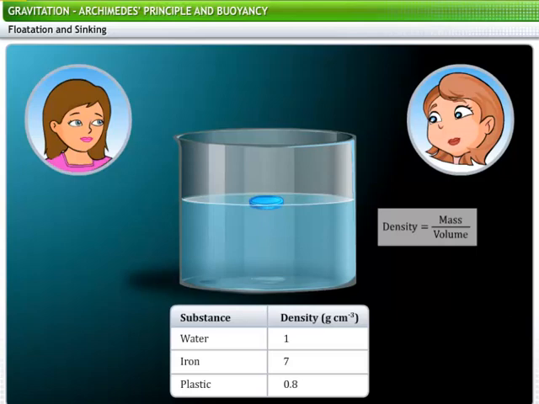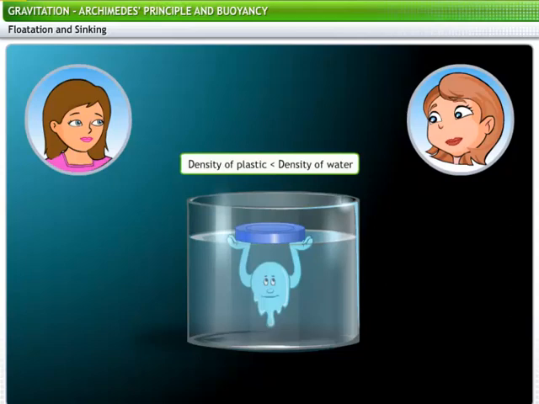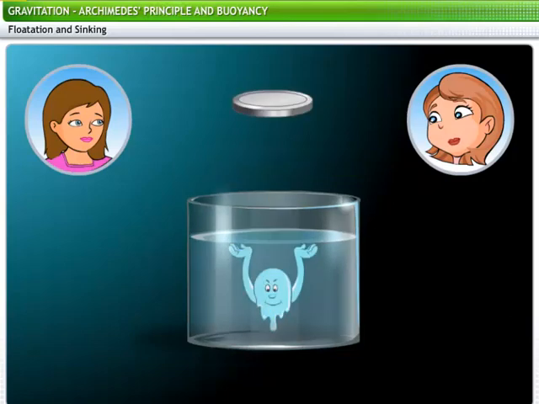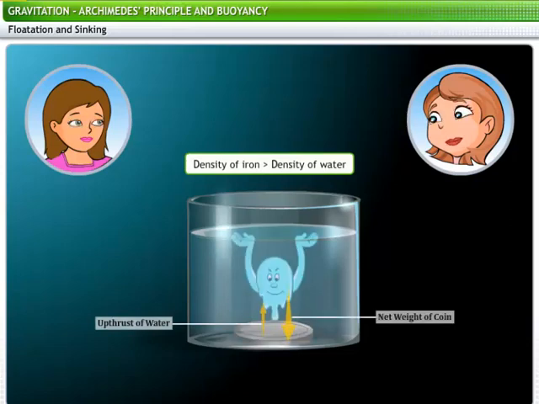Therefore, the floating and sinking of objects depends on how the density of the object compares with the density of water. The plastic coin floats in water because the density of the plastic coin is less than the density of water. Therefore, the upthrust of water on the plastic coin is greater than the net weight of the coin. On the other hand, the iron coin sinks because the density of the iron coin is higher than the density of water. Therefore, the upthrust of water on the metal coin is not able to overcome the net weight of the coin.